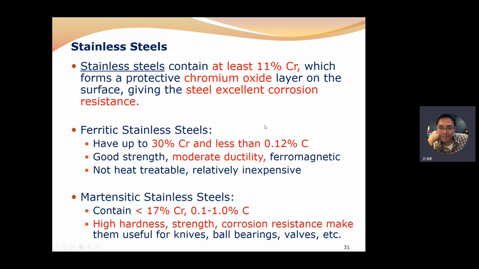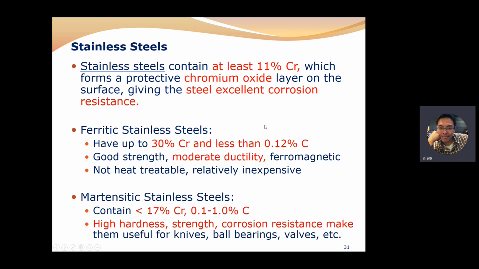So there are some properties for stainless steels. Stainless steel contains at least 11% of chromium, which forms a protective chromium oxide layer on the surface, giving the steel excellent corrosion resistance. Okay, but it doesn't mean that it is never corroded. It doesn't mean that it will forever and ever not be corroded.